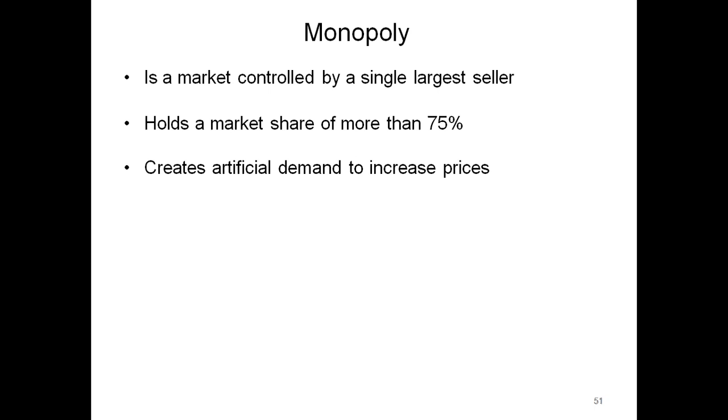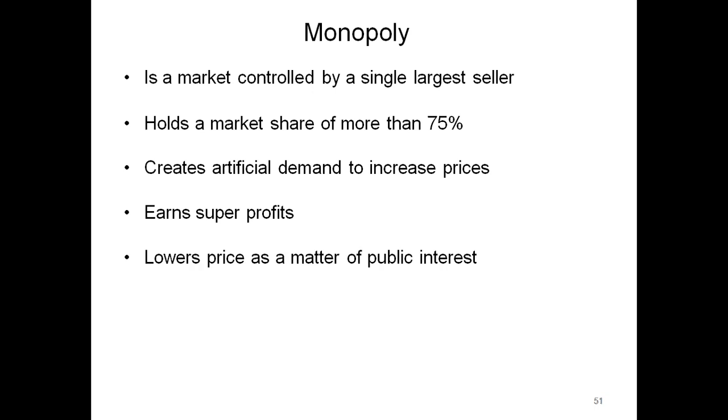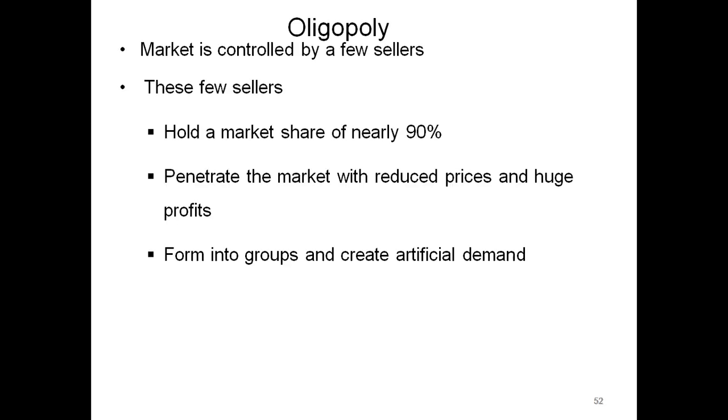Monopoly is a market controlled by a single largest seller, who holds a market share of more than 75%, creates artificial demand to increase prices, earns super profits, and lowers price as a matter of public interest. The competition is imperfect. Oligopoly: the market is controlled by a few sellers. These few sellers hold a market share of nearly 90%, penetrate the market with reduced prices and huge profits, form into groups, and create artificial demand.